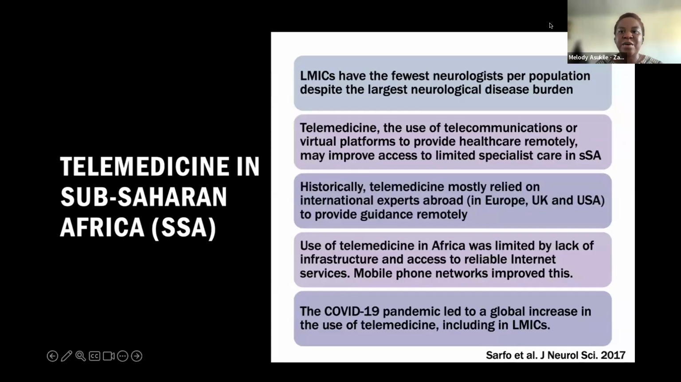So today, I want to talk about telemedicine in sub-Saharan Africa. I think the Professor has given us quite a good overview, particularly in the field of movement disorders. One thing that is evident is that low and middle income countries have the fewest neurologists per population. From other studies that have looked at the global burden of disease, there are about 0.3 neurologists per 100,000 people. And yet we have the largest neurological disease burden, especially because of infectious disease and also growing non-communicable diseases such as stroke.